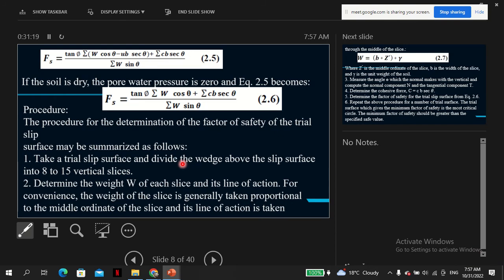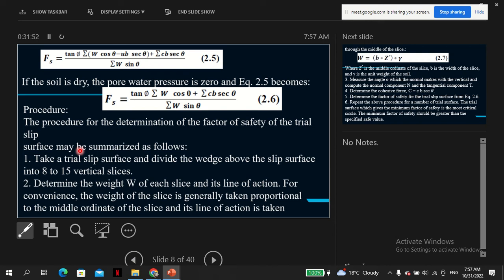Yeah, so you have to be aware that you need to try several circles and find the one with the least factor of safety. That would be the critical circle, so to speak. So take a slip surface and divide the wedge above the slip surface into 8 or 15 slices. Now this is a suggestion. You can do your own due diligence. They don't have to be 8 or 15.